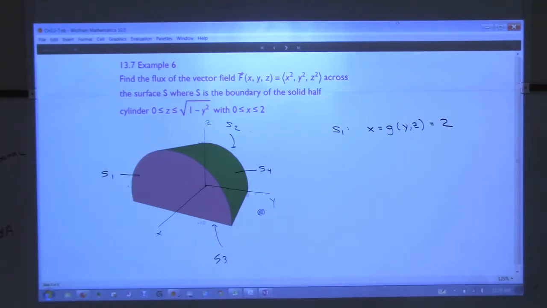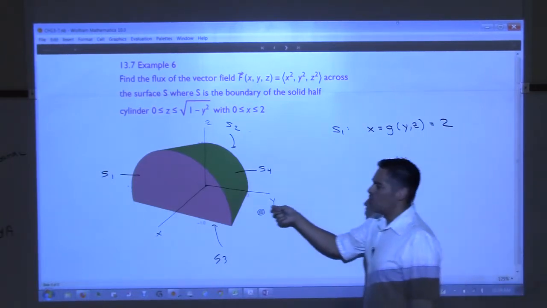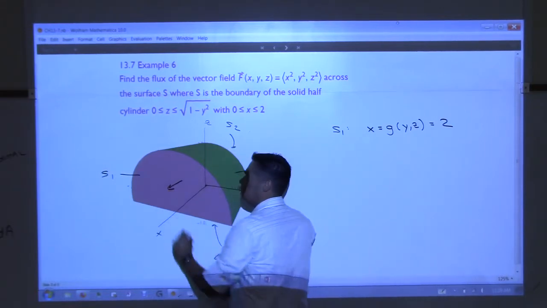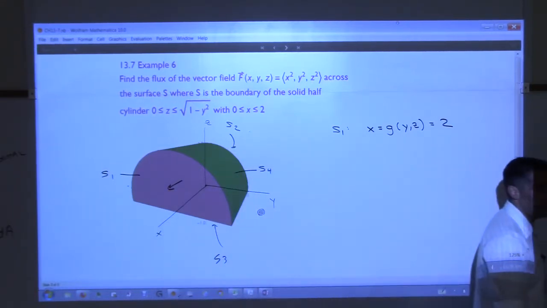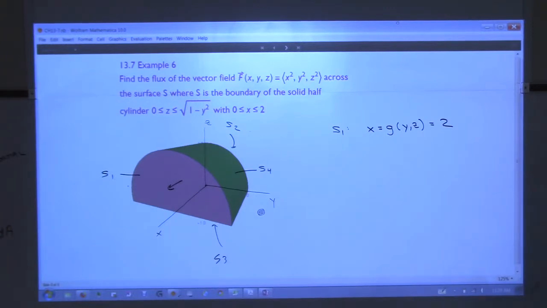Let's try the normal vector thing. I like the idea of the normal vector thing for this particular reason. If I use the normal vector thing, I know this normal vector. They come out at me, right? They're coming out like this. And that normal vector is the vector 1, 0, 0. That's a very easy vector to work with. So let's use that formula.